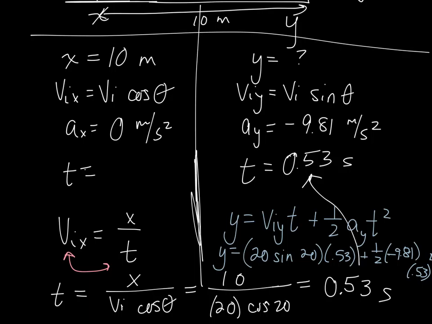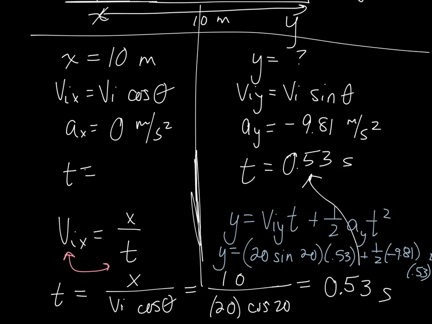So you got 20 sine 20, right? Do that first. Then multiply that by 0.5. To that, you can just subtract or add the opposite of 1/2 times 9.81 times 0.53 squared. What are you going to end up getting for this? I doubt it's going to be near the 35. It doesn't seem like the number is even close. I don't know what this is. Is that right?